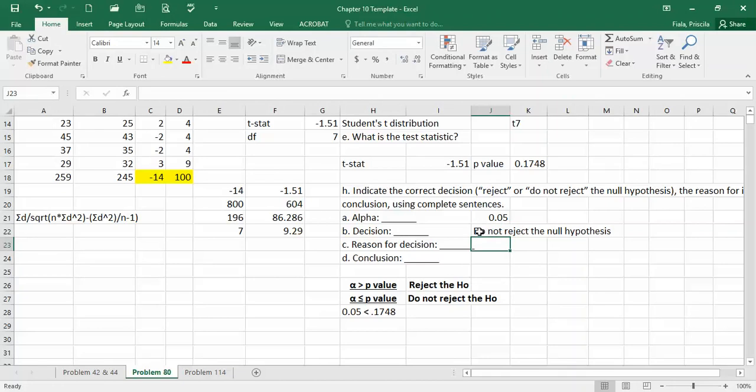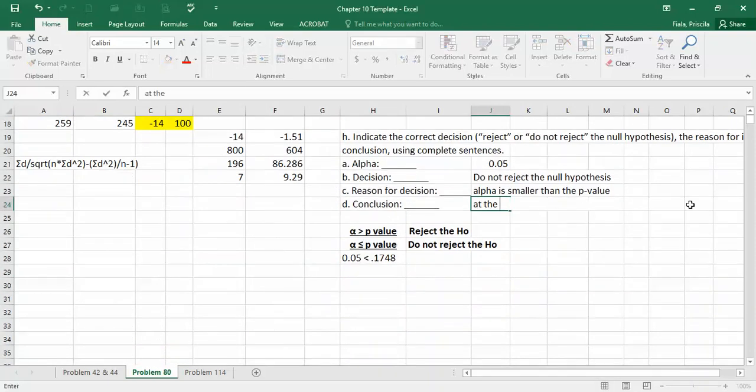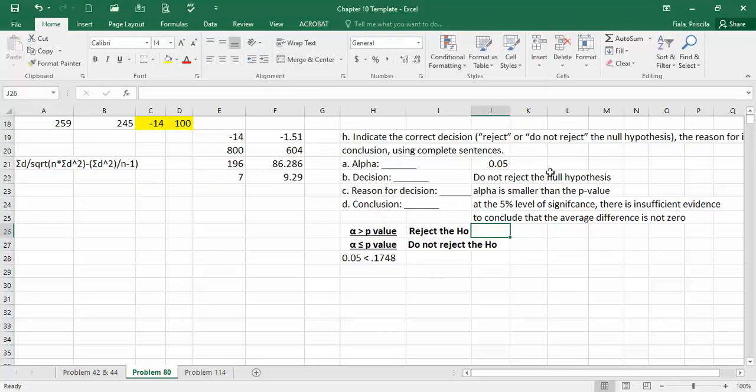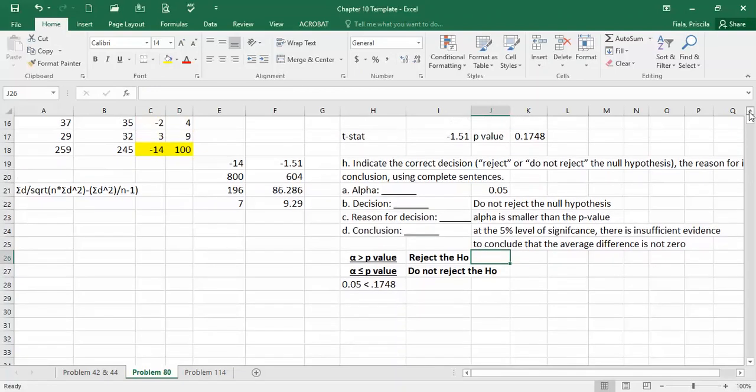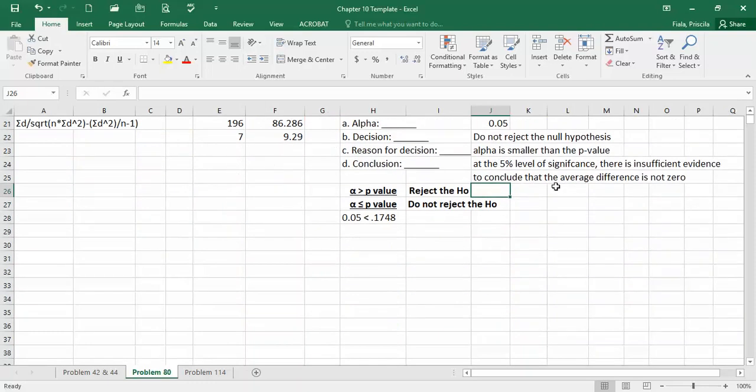The reason for the decision is that the alpha is smaller than the p-value, or you can say that the p-value is greater than the alpha. Conclusion: we are using a 5% default, correct? And the null here is saying that the mean difference is equal to 0. So at the 5% level of significance, there is insufficient evidence to conclude that the average difference is not 0. So we do not reject the null hypothesis, and we don't have anything to conclude that the alternative hypothesis, that the difference is different than 0, is true.